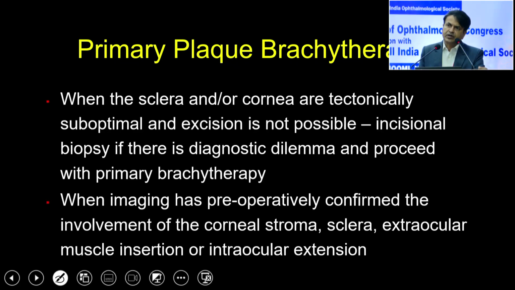When sclera and cornea are tectonically suboptimal, that means there is some stromal melt already where excision is not possible without compromising on the tectonic integrity of the eye, then you do only an incisional biopsy to confirm the diagnosis if there is a diagnostic dilemma, and proceed with primary brachytherapy. So you don't excise the tumor, you only diagnose it, confirm histopathology and proceed with brachytherapy. When imaging has preoperative evidence that the corneal stroma or sclera are involved or there is limited intraocular extension, then you can go ahead with primary plaque brachytherapy.